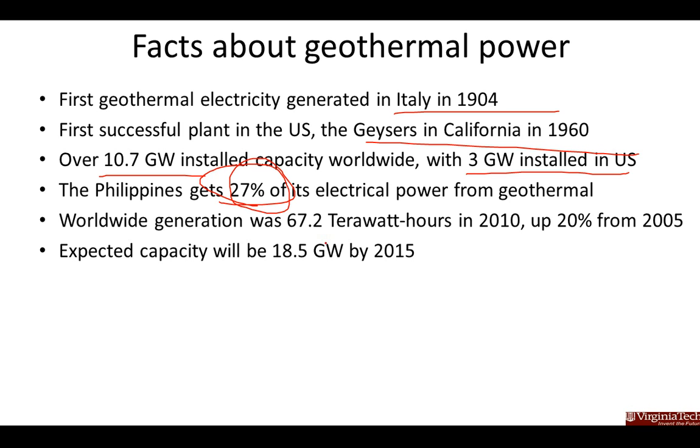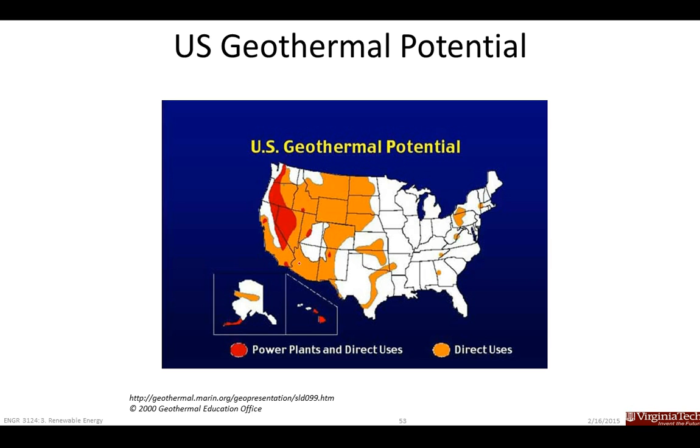Worldwide generation was 67.2 terawatt hours in 2010, up 20% from the last 5 years, and it's expected to grow. So geothermal potential, we were talking about solar potential in the United States, and the same thing with geothermal. It's where the volcanoes or volcanic hotspots kind of are. So we're looking mainly at the West Coast.